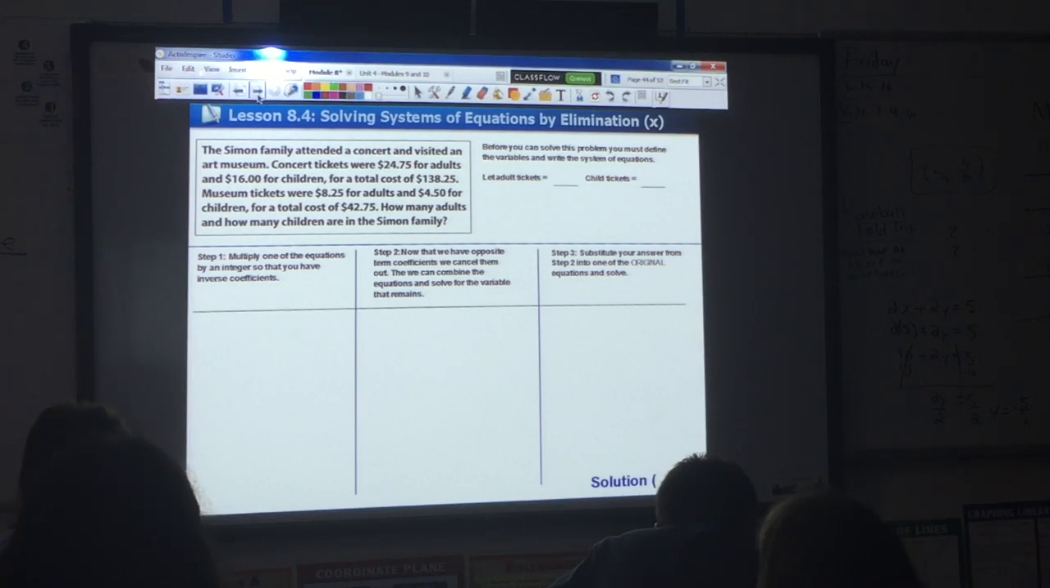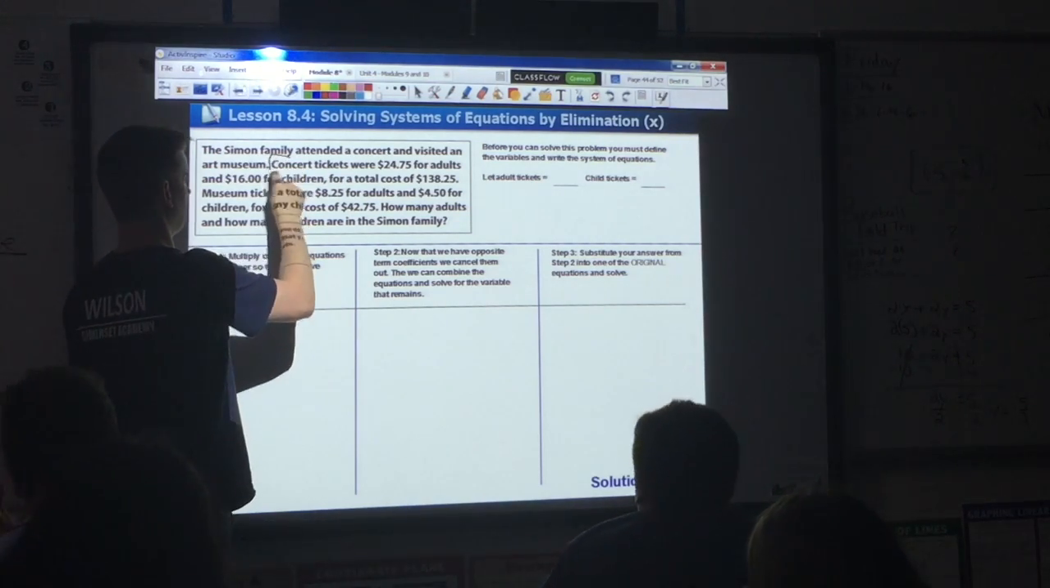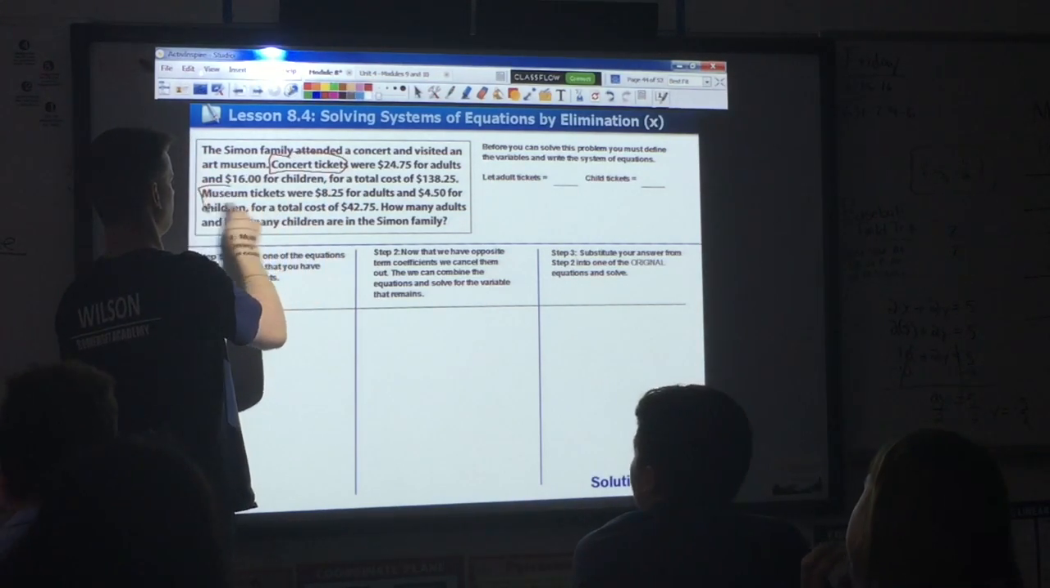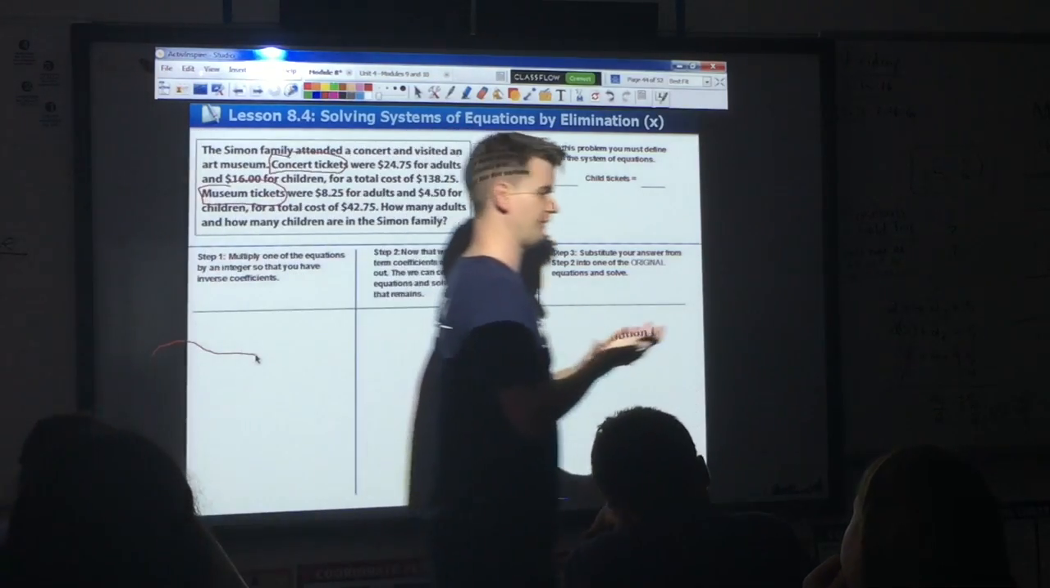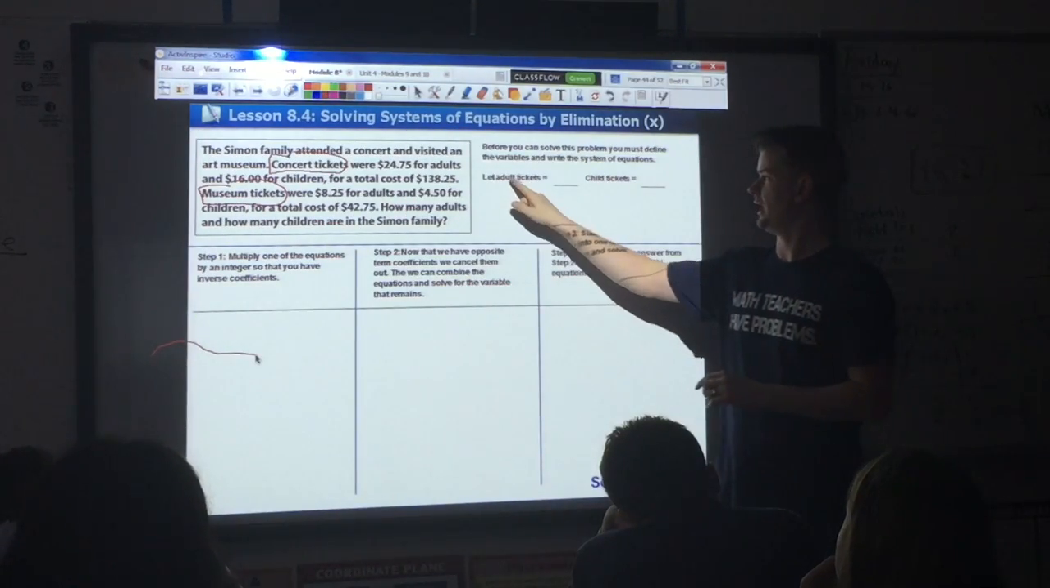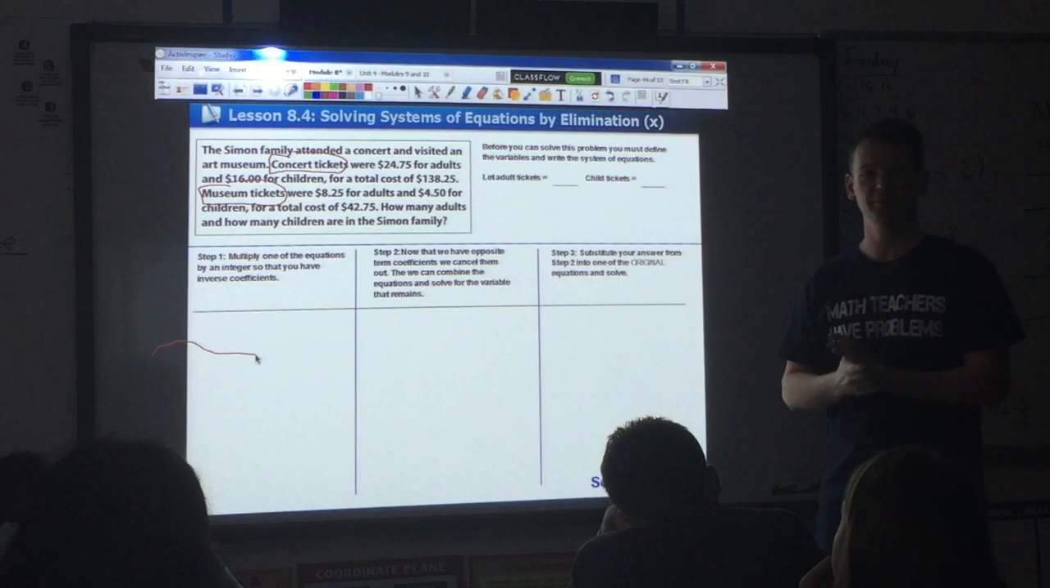Museum tickets were $8.25 for adults and $4.50 for children, for a total cost of $42.75. How many adults and how many children are in the Simon family? Okay, so we have the Simon family. They went to a concert. They also went to a museum. There's a couple members of their family. We want to know how many adults they have and how many children they have.